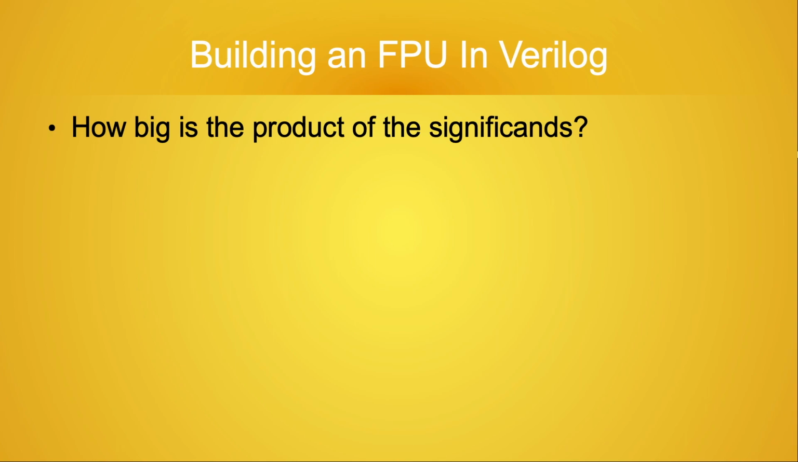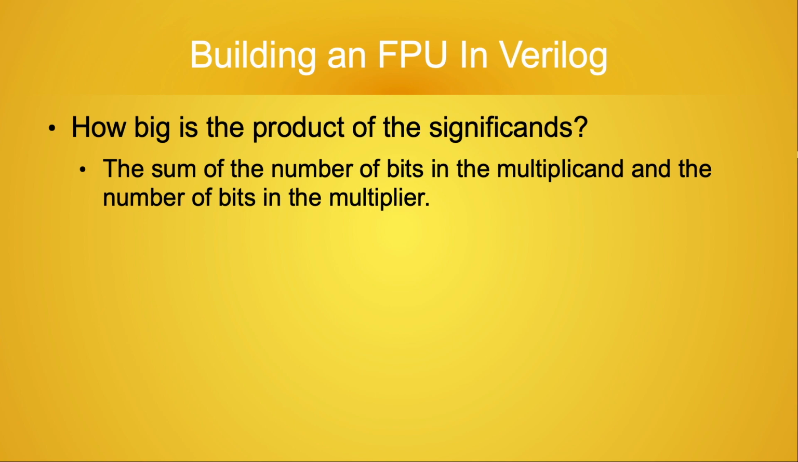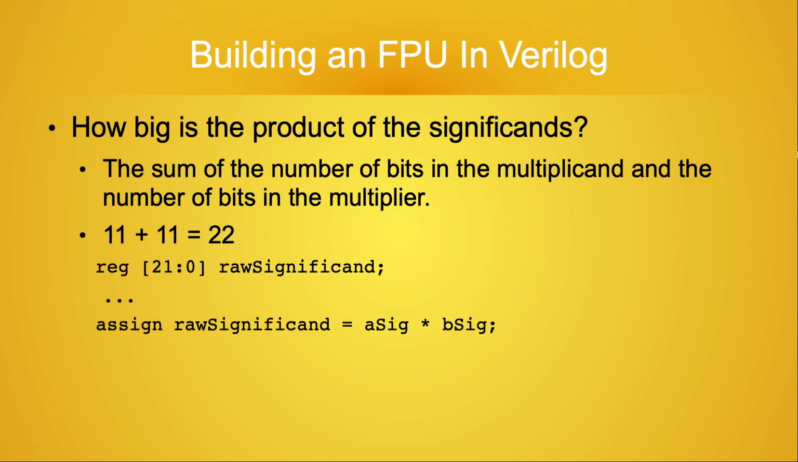How much space do we need to store the product of the two significands? The rule is that if you multiply a number which is m bits wide by a number which is n bits wide, you'll need m plus n bits to hold the product. Since we're multiplying two 11-bit significands, we'll need 22 bits to hold the result.